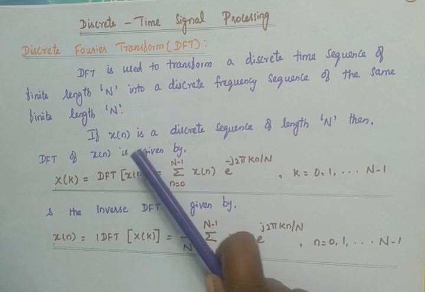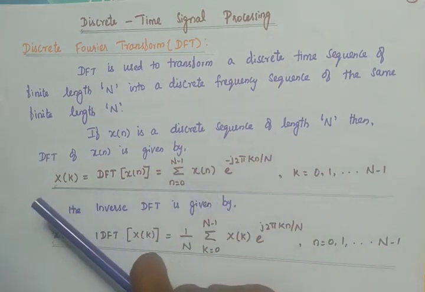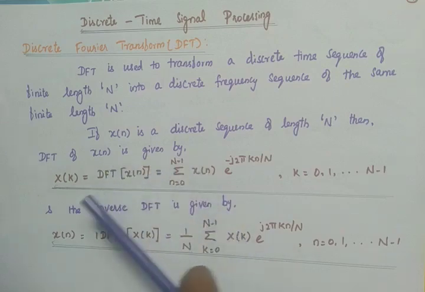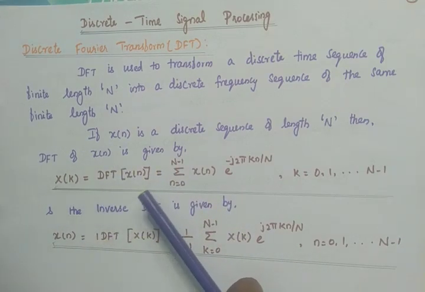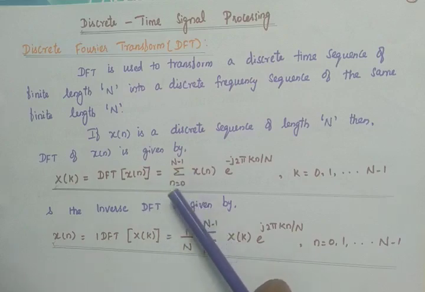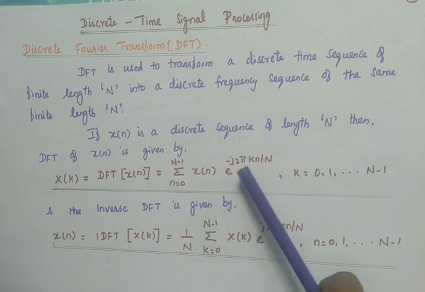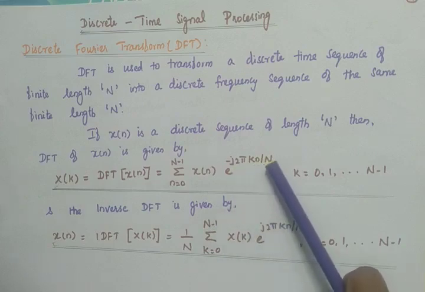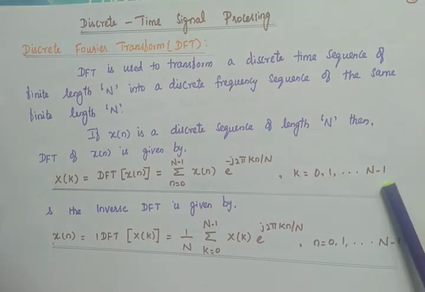If x of n is a discrete sequence of length N, then DFT of x of n is given by X of k, that is DFT of x of n, which is equal to summation n is equal to 0 to N minus 1 x of n e power minus j 2 pi k n by N, where k is equal to 0, 1 and so on N minus 1.